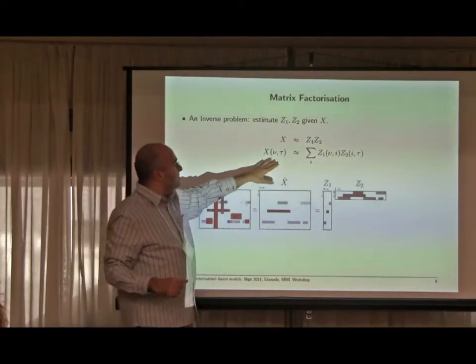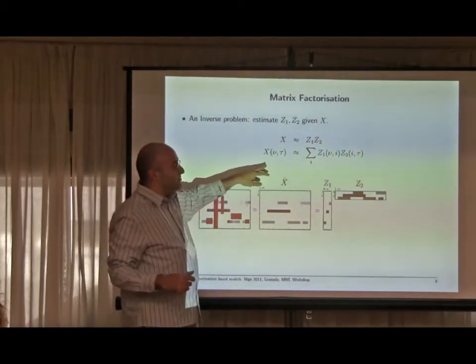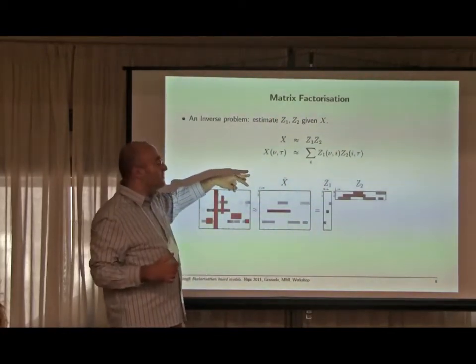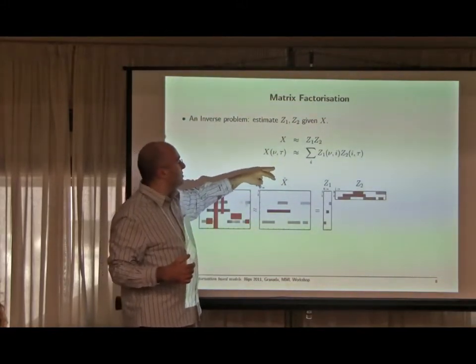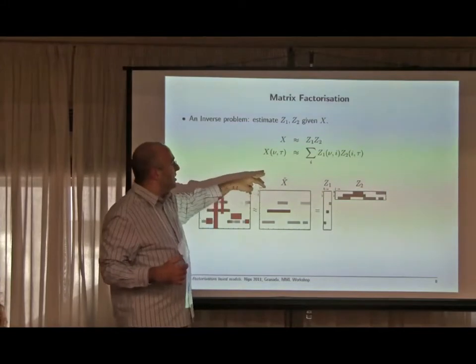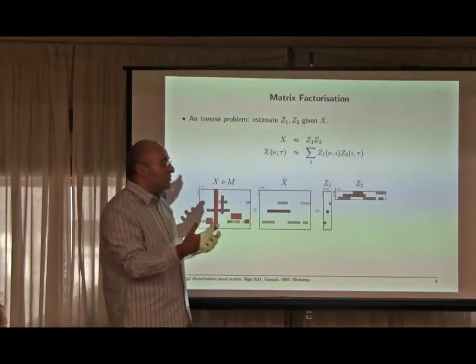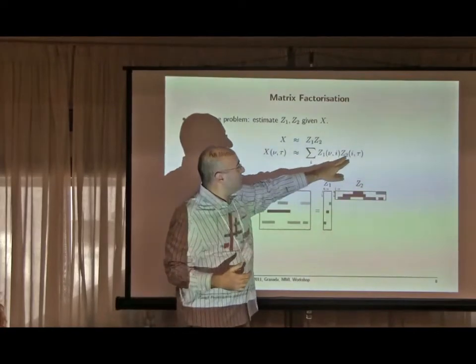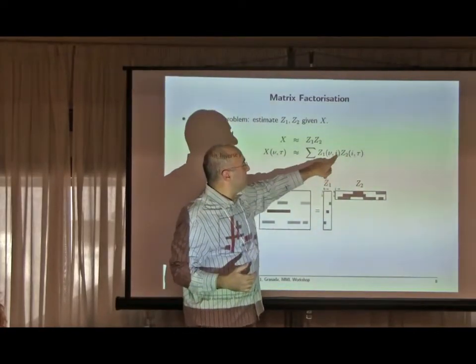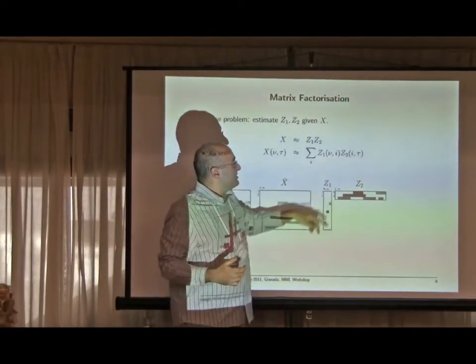Here I will explicitly write down the indices, because later it will be useful for generalization. Because X is a matrix, it has two indices, nu and tau. In our decomposition, we want to approximate this with a product of, again, two matrices. Here I is the index that we are summing over.